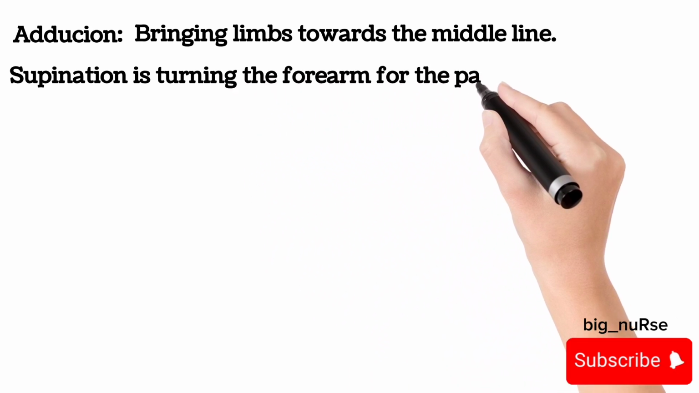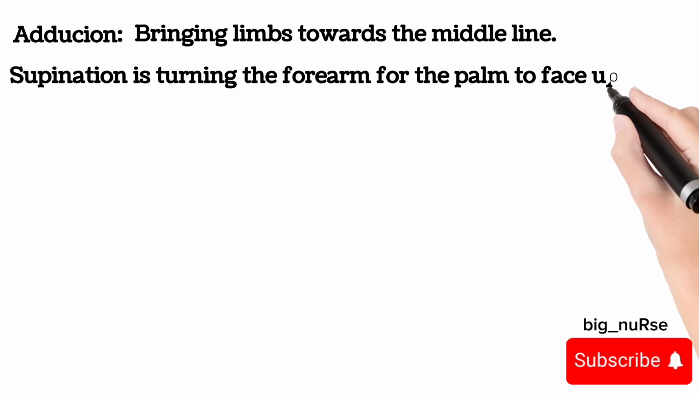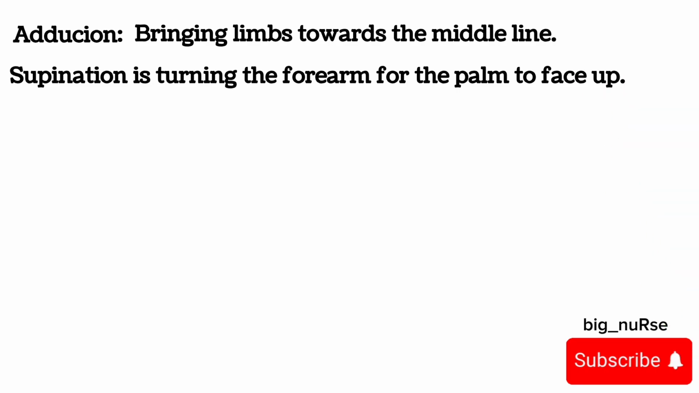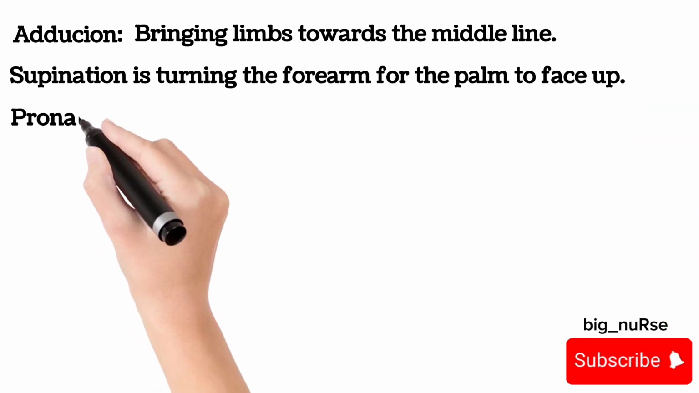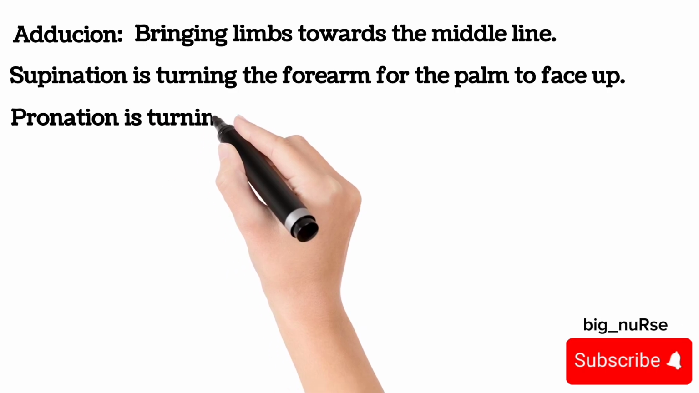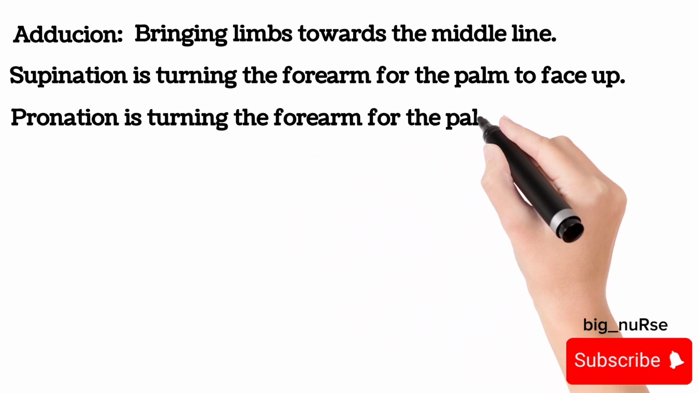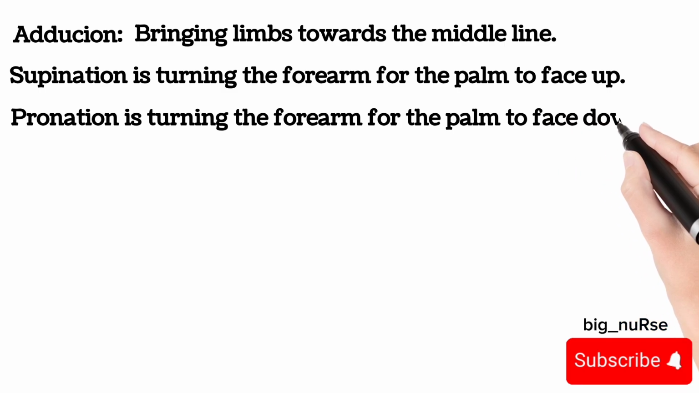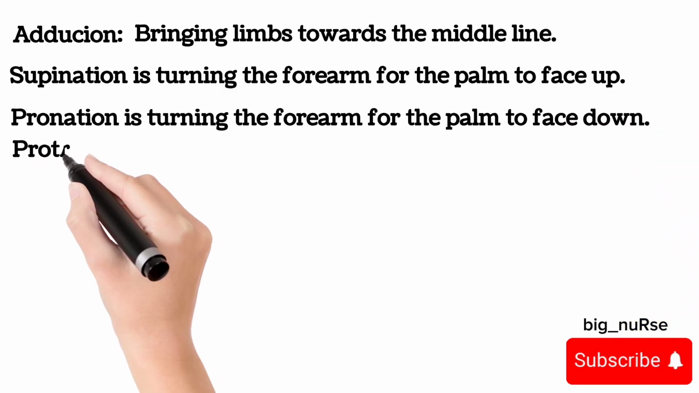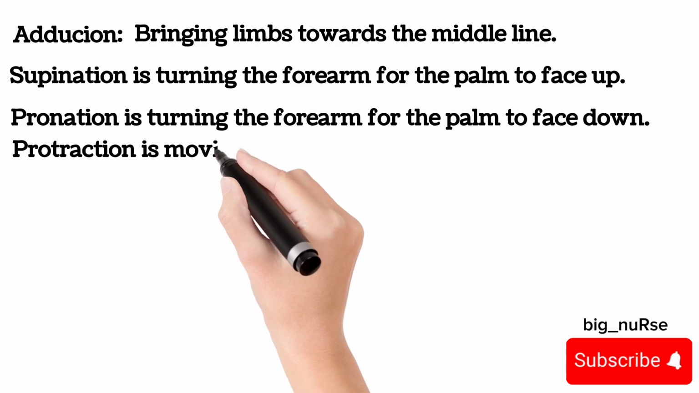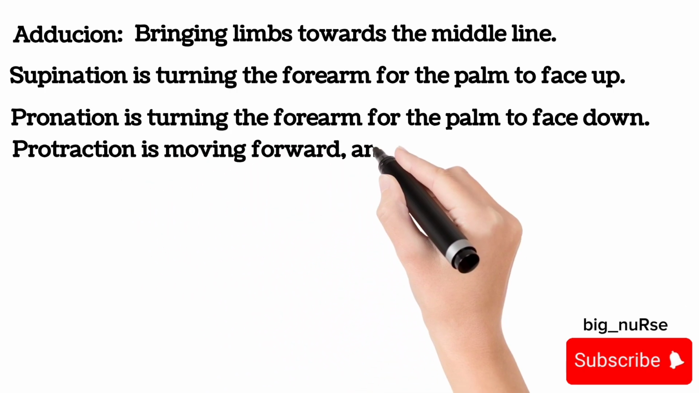Next one is supination. It is turning the forearm for the palm to face up. So it happens when you stretch your arms to take something from somebody. And then pronation is turning the forearm for the palm to face down. That's when you are giving something to somebody or dropping something into somebody's palm.